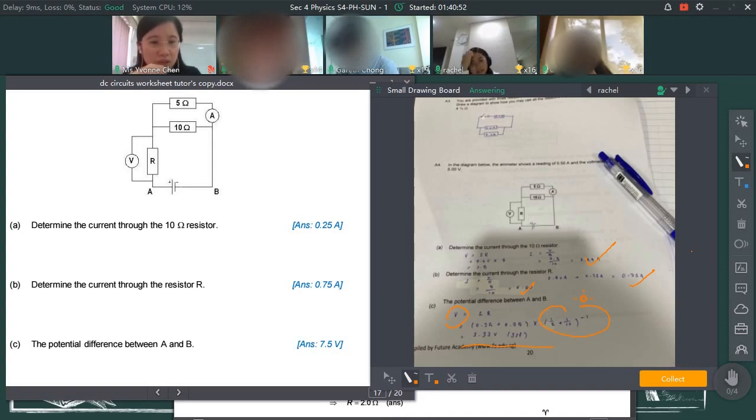Yeah. Okay. Part C is incorrect. You may want to check your total resistance. Your method is kind of okay, but the value is not correct for the resistance. Please double check. Thank you.